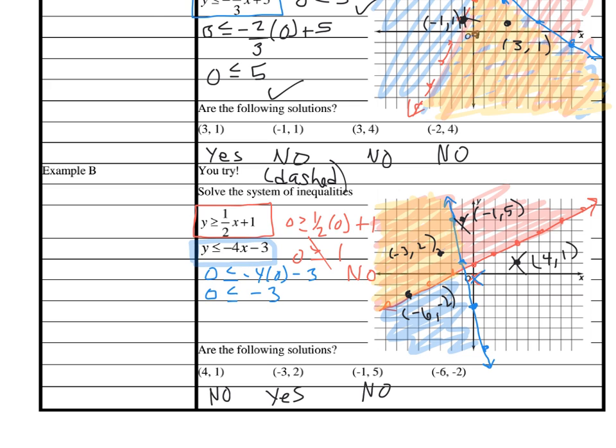And last, we have negative 6, negative 2. So negative 6, negative 2 would be left 6, down 2. This one's tricky. It looks like it's in the yellow area, the overlapped area, but really it's on this line right here. And I look, it's on a solid line. That's good. And it's touching the overlapped area. So yes, this point is included in the solution area.